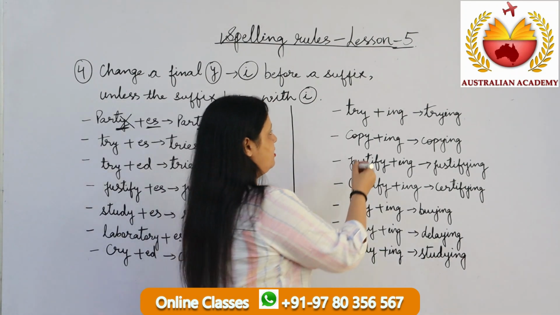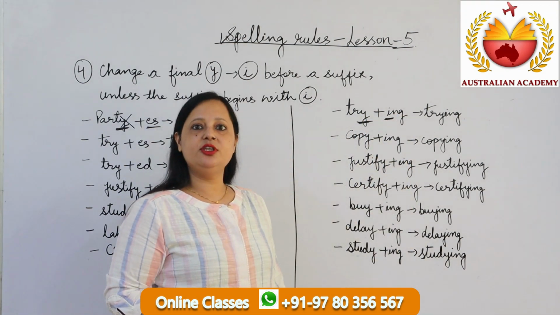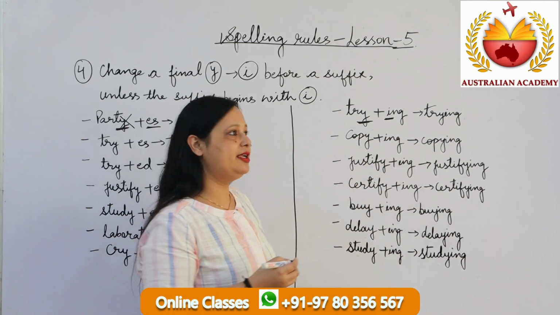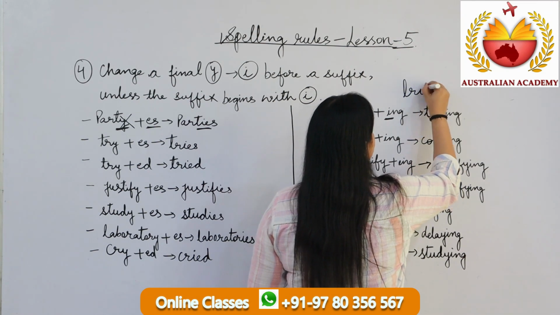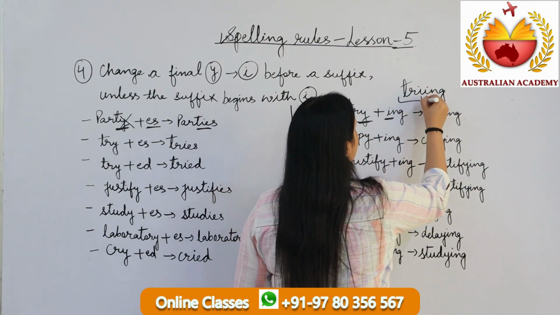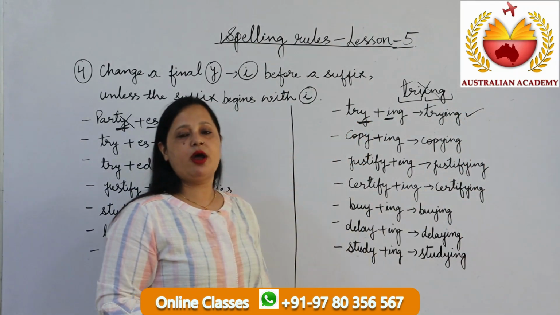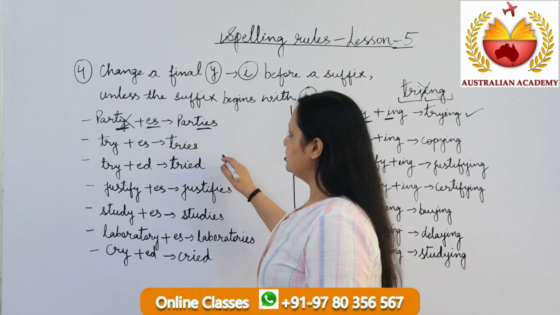But at the same time, if we have y, but the suffix is ing, so we have this i here, we will not remove this y. You cannot write double i, t-r-i-i-n-g. No, this is wrong. You have to keep this y: T-R-Y-I-N-G.